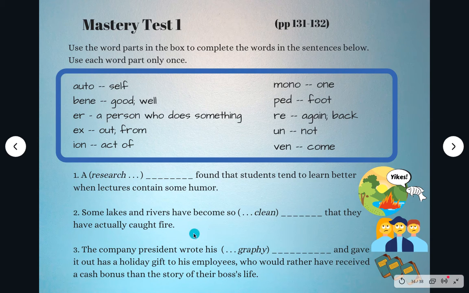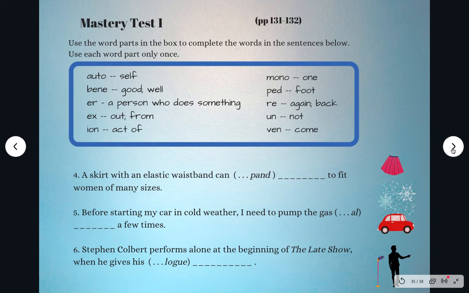The company president wrote his something graffiti and gave it out as a holiday gift to the employees who'd rather have received a cash bonus than the story of their boss's life. It's something he wrote about himself, so I'd choose an item from there. Okay, 4, 5, and 6. A skirt with an elastic waistband can something panned to fit women of many sizes. I would choose something from over here.